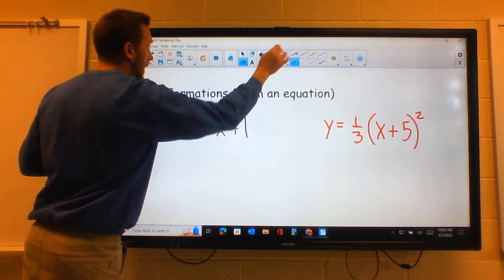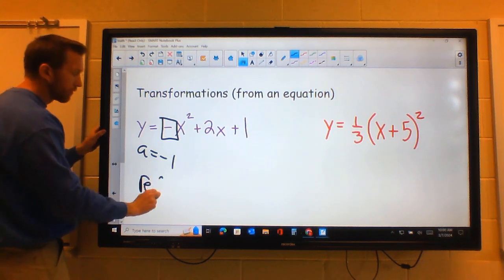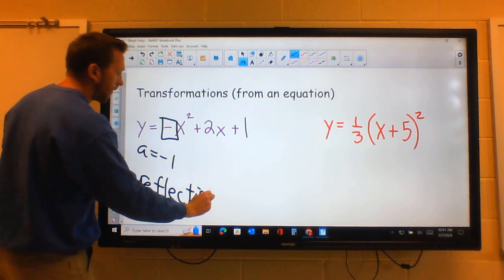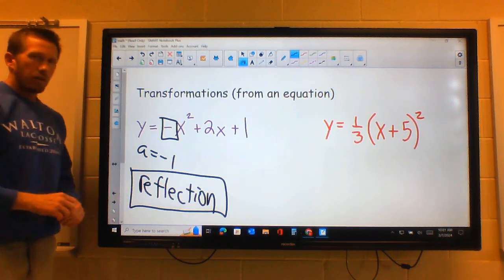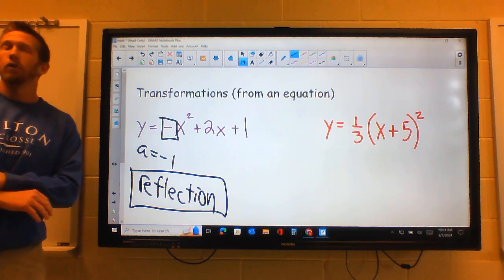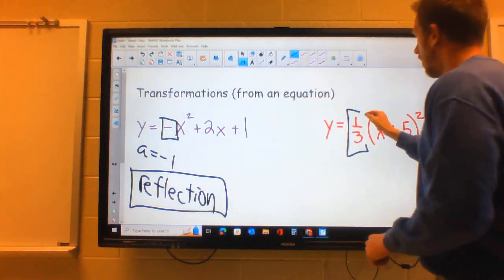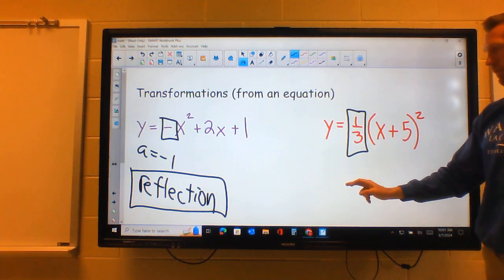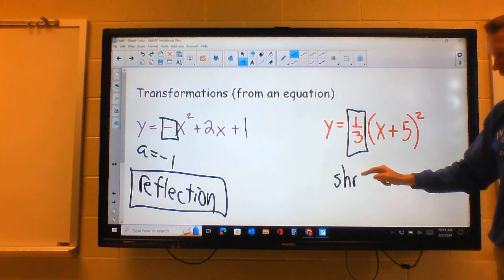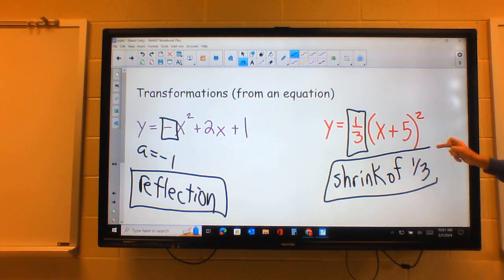If you notice here, we've got an a value of -1. The only transformation that yields is a reflection. It is not a stretch or a shrink. -1 is just a reflection. If it was +1, there would be no transformation found from the a value. Over here, our a value is +1/3, so we have a vertical shrink of 1/3. So these are the specific transformations found from our a values.